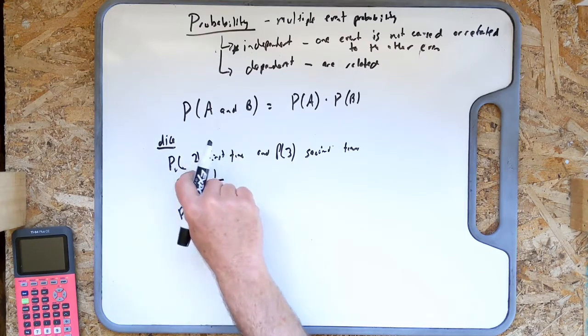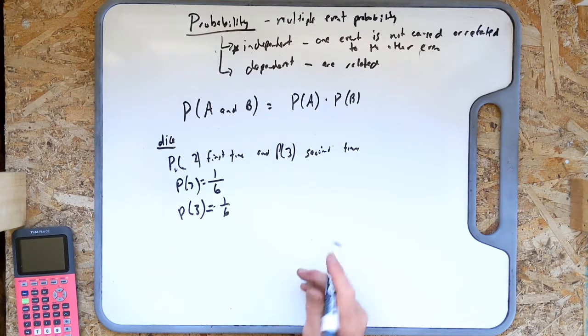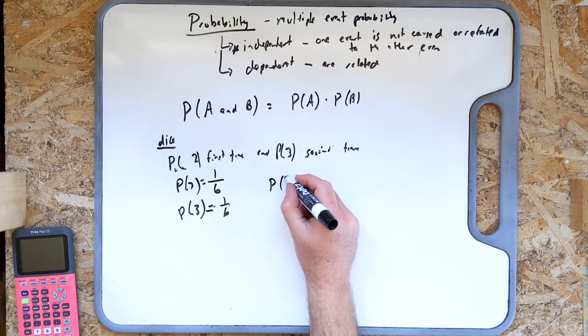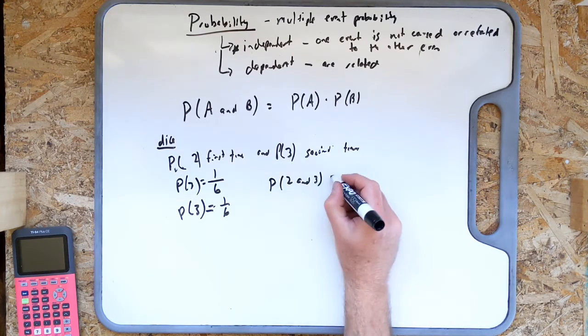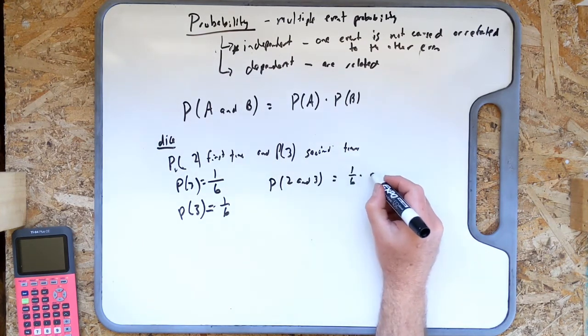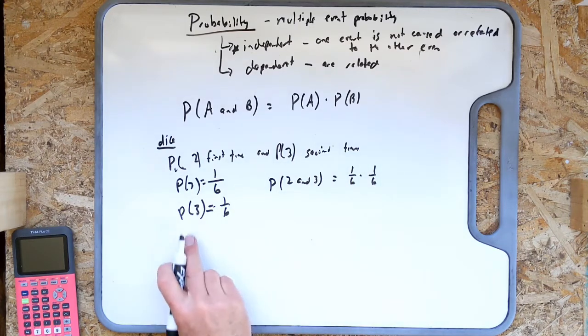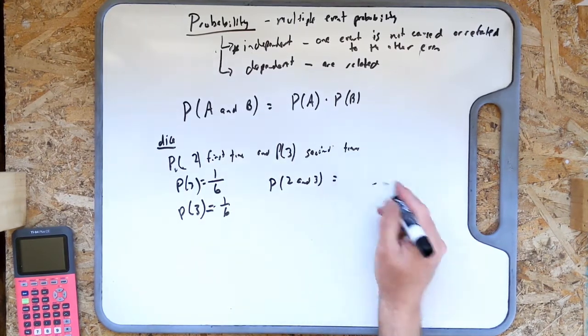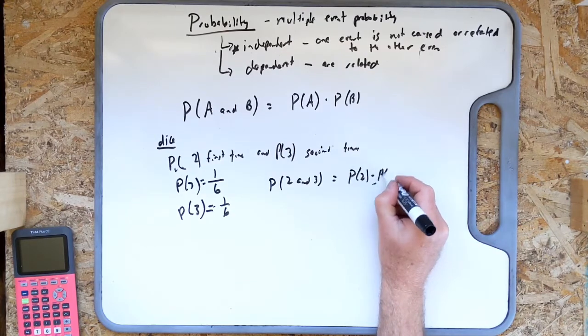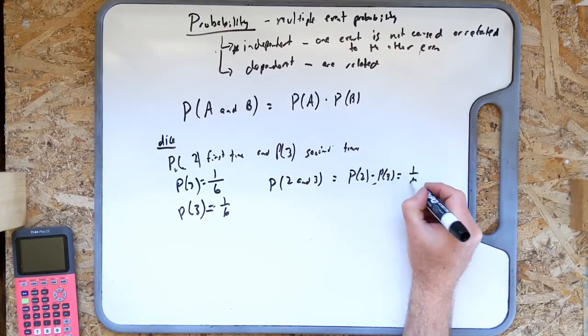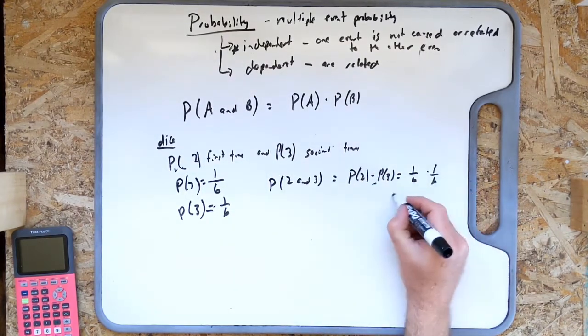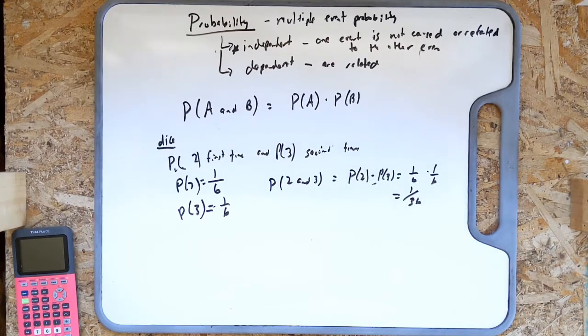So what is the probability of getting a 2 and then a 3? If you just roll it randomly, probability of 2 and 3, it is 1/6 times 1/6. Probability of 2 times probability of 3. Let's write that first. Times 1/6, or 1/36. Okay, let's try another one.